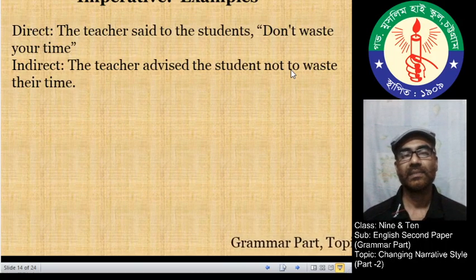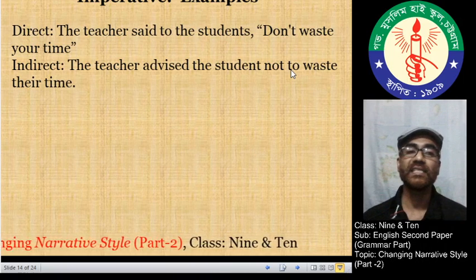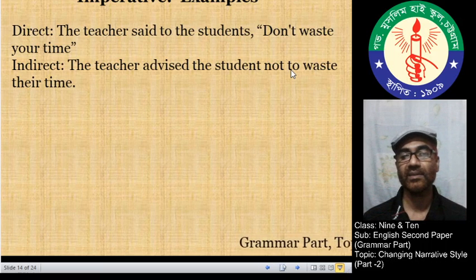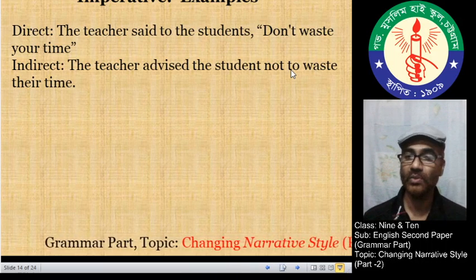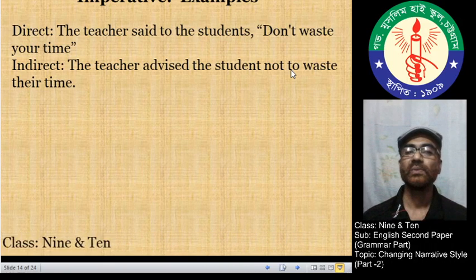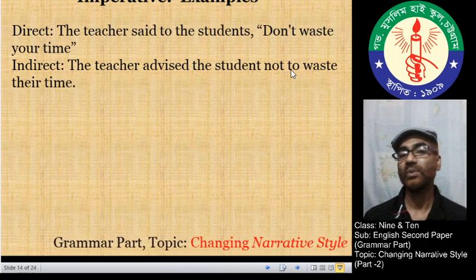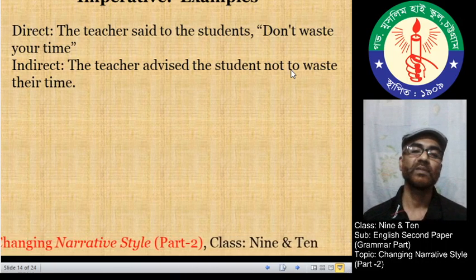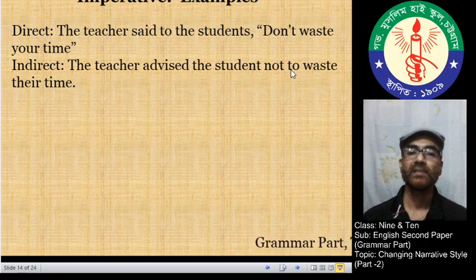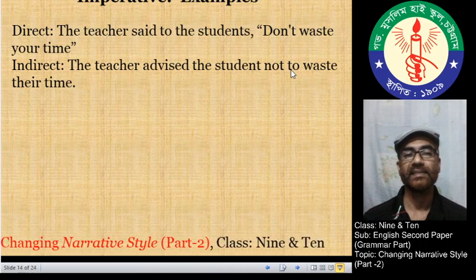And here are more examples for you. You see during speech, the teacher said to the students, "Don't waste your time." This one is negative. The teacher advised the students not to waste their time. "Don't waste," "not to waste." You also find here to plus base verb, waste, and as this one was negative, don't, so not has been used before to, or before the infinitive. So not plus to plus base verb, not to waste their time.